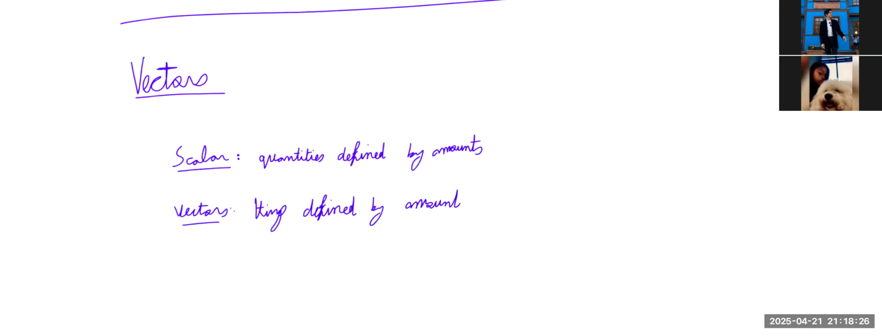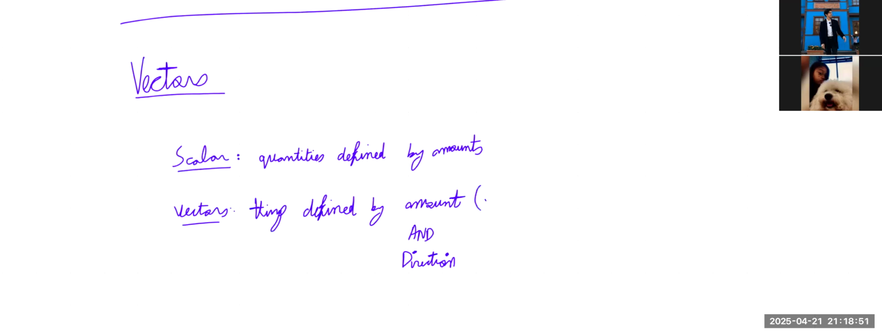and direction. So for example, it's not enough for me to say that I'm pushing something with 10 newtons. I have to say I'm pushing something to the right by 10 newtons. Like the direction matters, right? Because if one person is pushing left, the other is pushing right, they are different forces. So vectors are things that are defined by amount and direction.